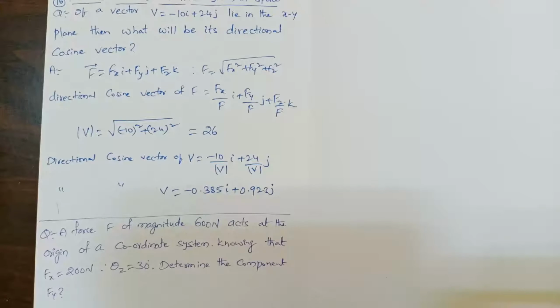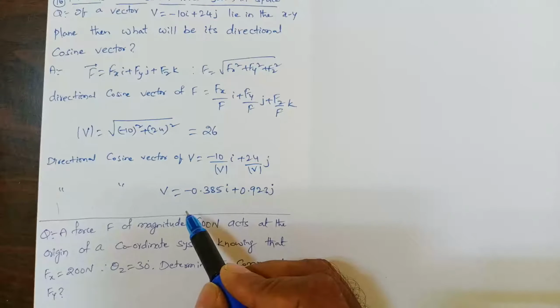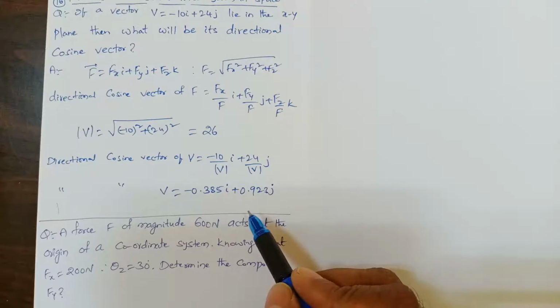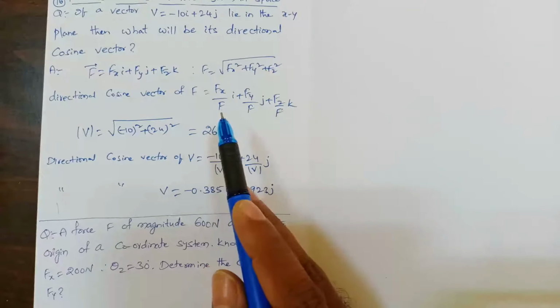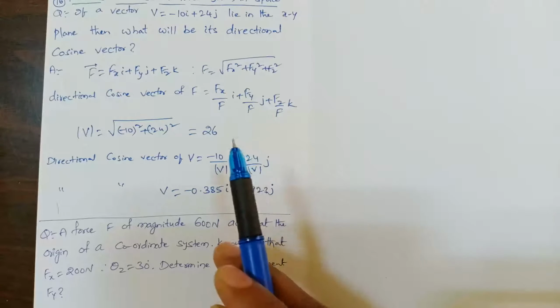So here we got the directional cosine of the vector v as equal to minus 0.385 i cap plus 0.923 j cap. So this is how we find out the directional cosine of a given vector.